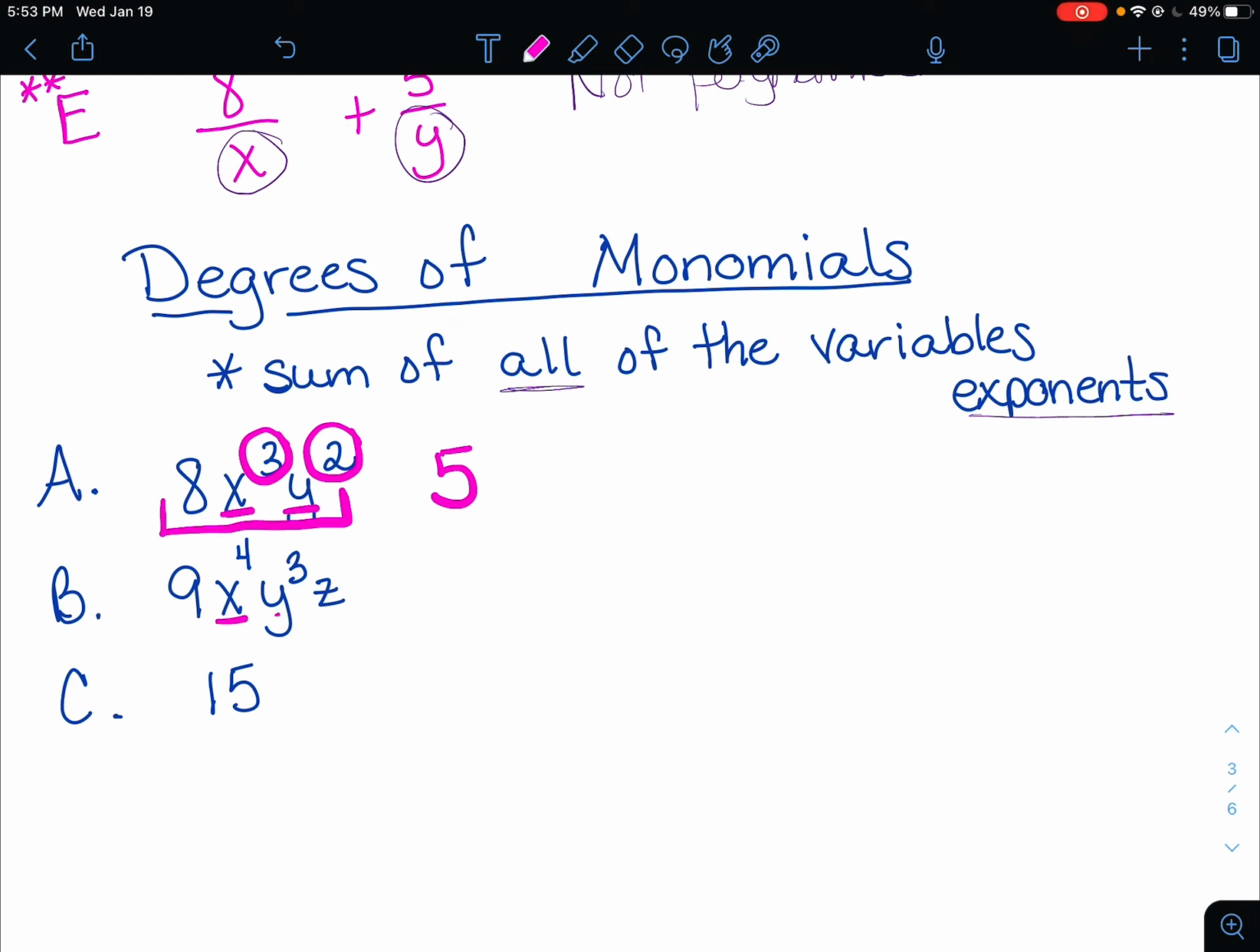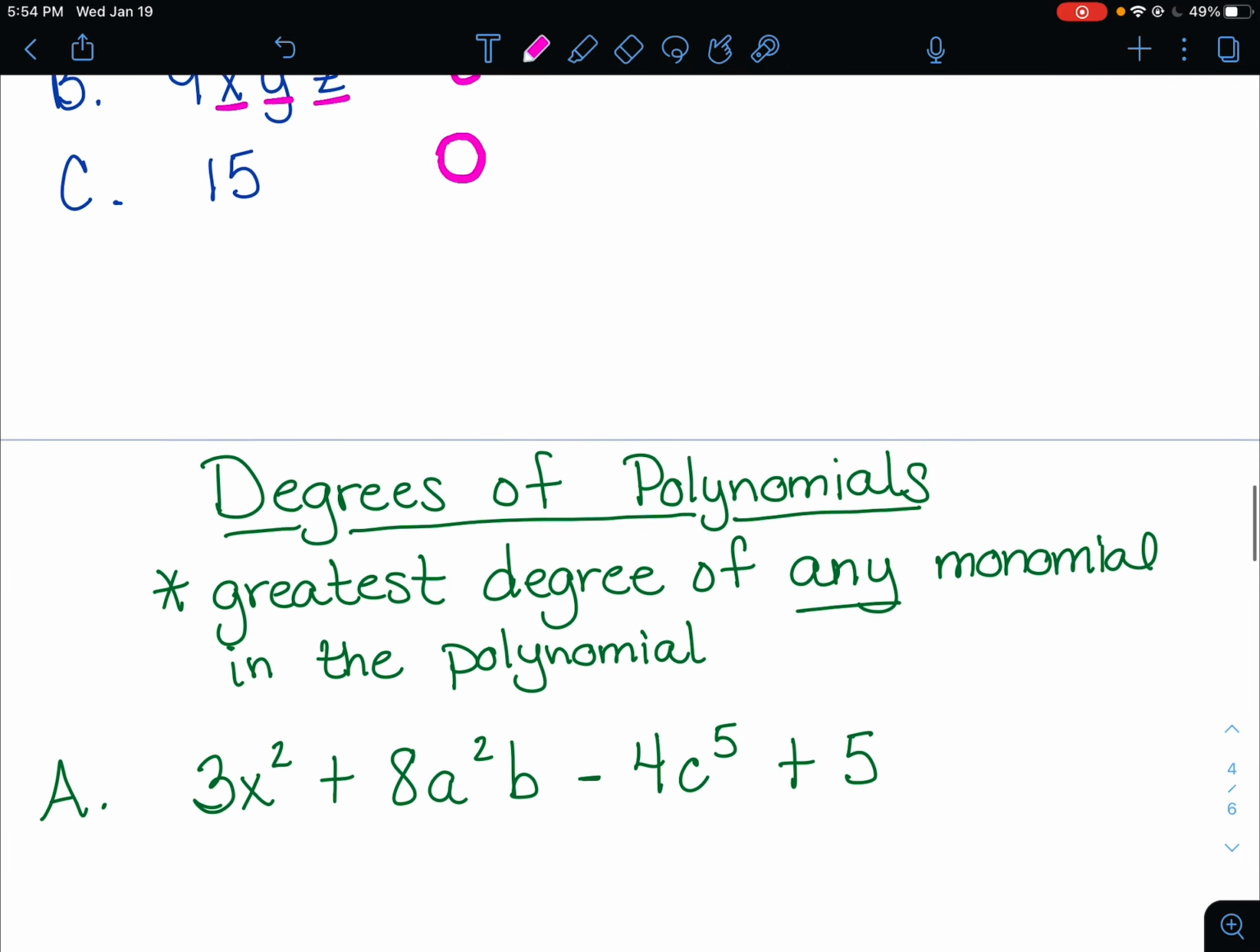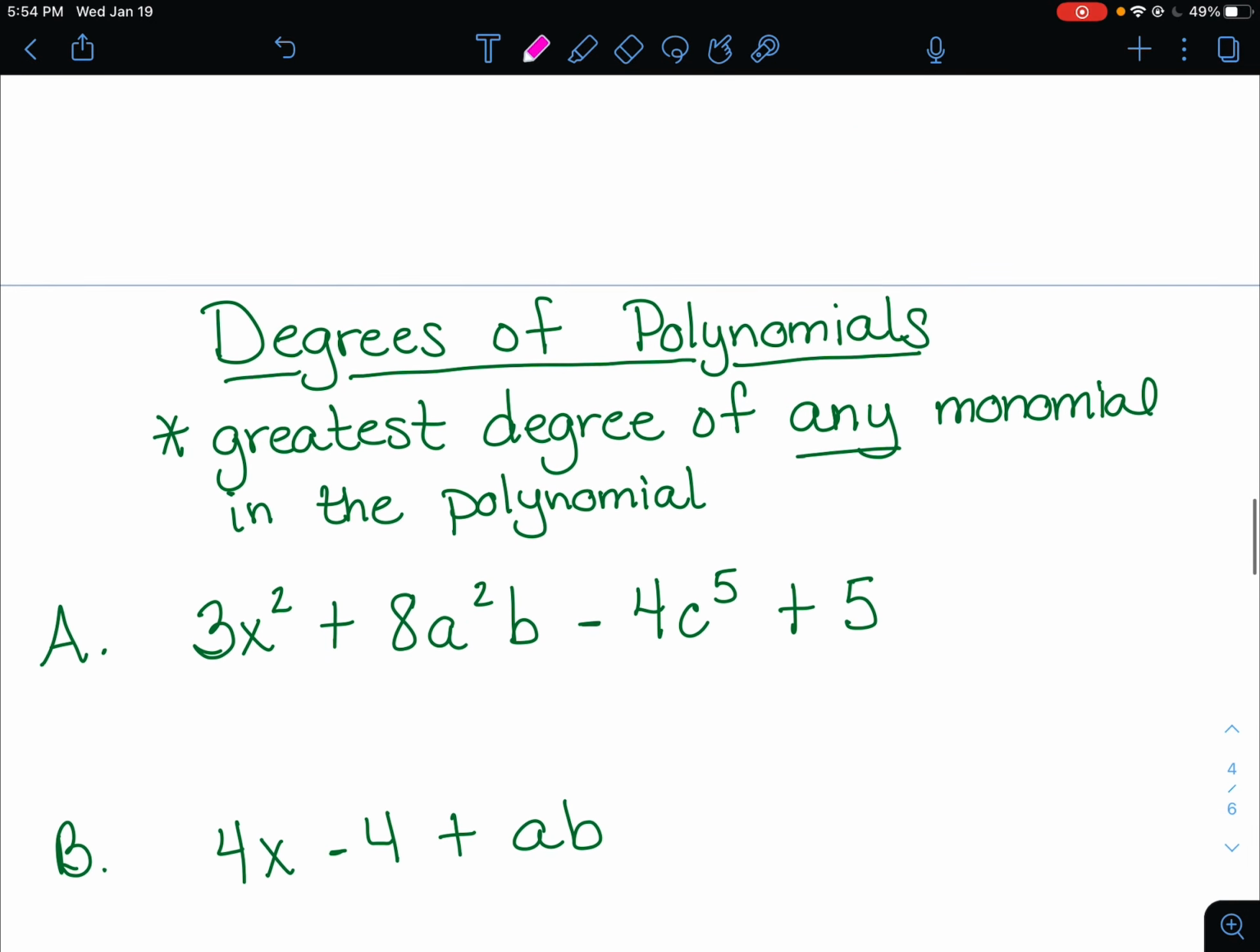Again, we're looking at each variable. We have a 4, we have a 3, and remember when there's not an exponent, that's always a 1. So this has a degree of 8. Now a number, there are no variables. There's no x, y, any kind of letter there. So this, just a number, a constant by itself, has a degree of 0. So these are just for monomials. And understanding that helps lead you into finding the degree of a polynomial.